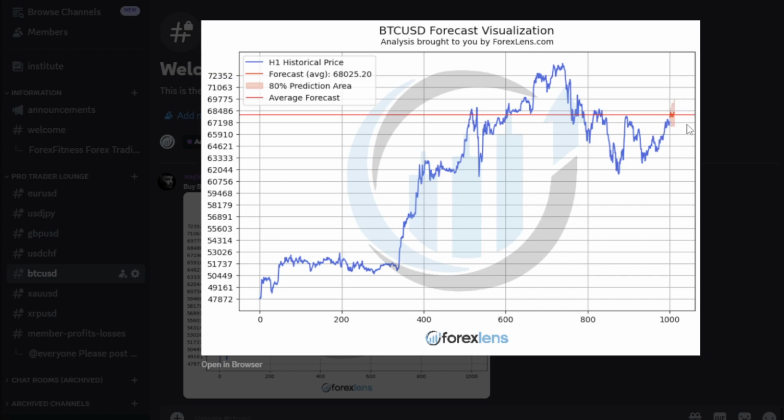You'll notice the pink around the red line. The pink is the prediction area, so price can move anywhere within that prediction area. We are not guaranteeing the red line, but we do have a very high success rate with our forecast.